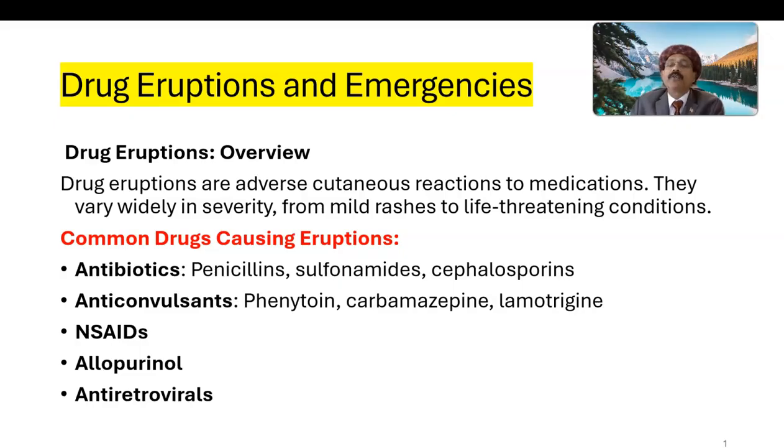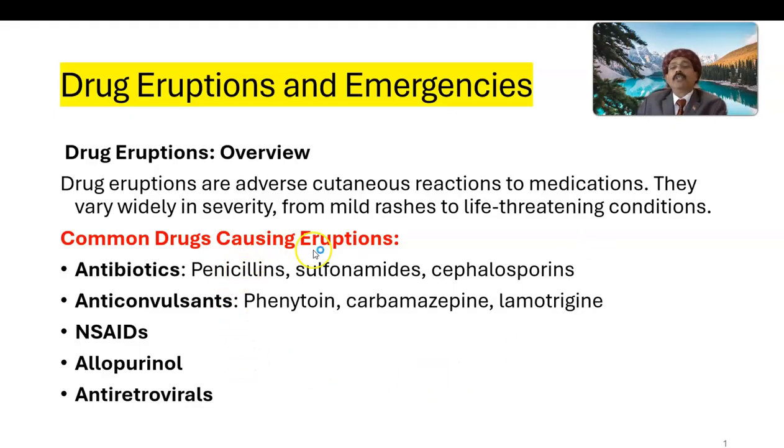Dewan S. Raja. Today I will discuss drug eruptions and emergencies. Eruptions are adverse cutaneous reactions to medications. They vary widely in severity from mild rashes to life-threatening conditions. So these are the side effects of drugs on the skin.